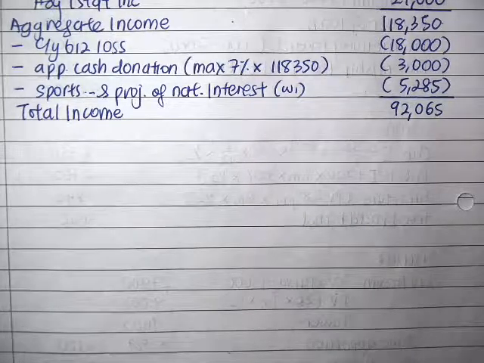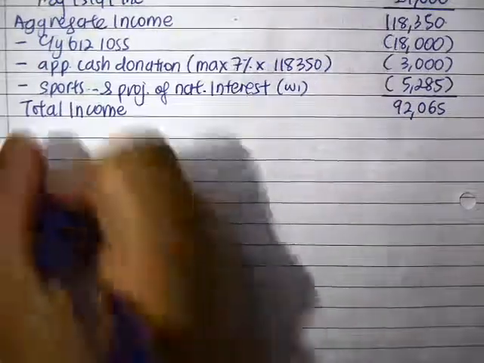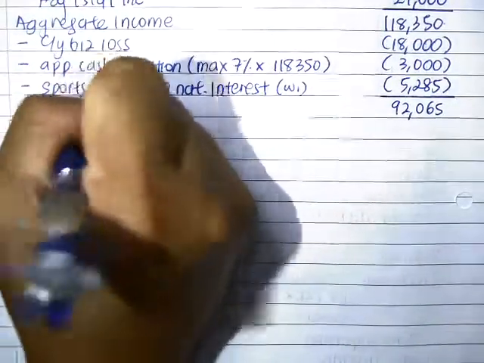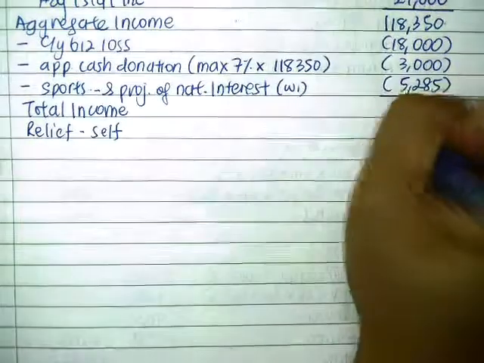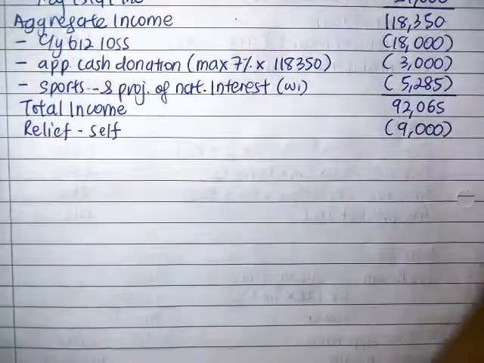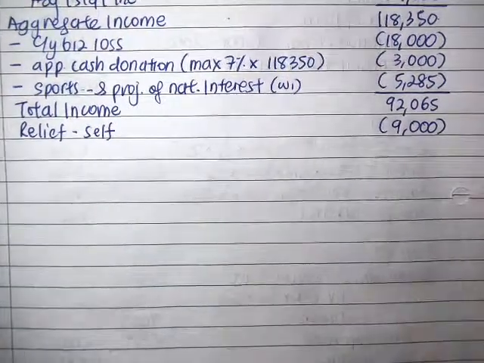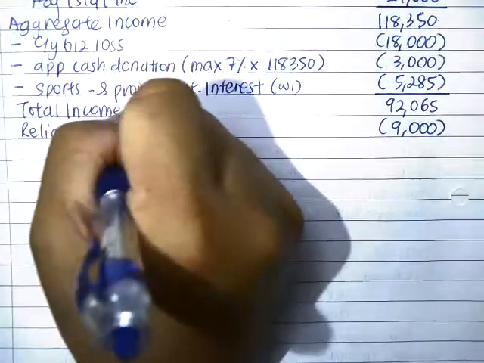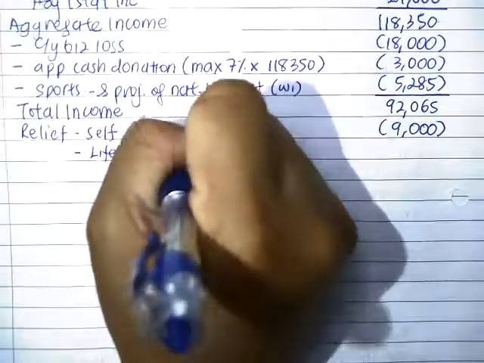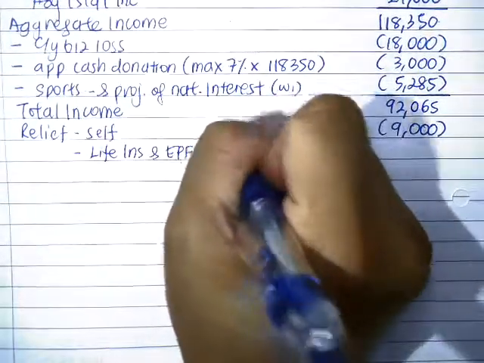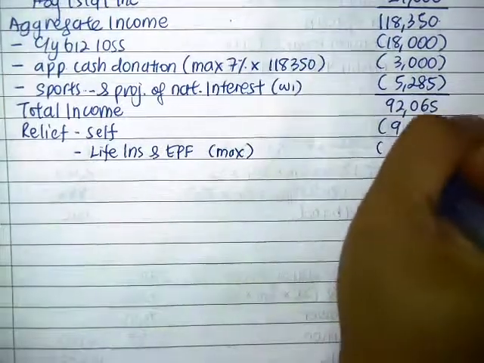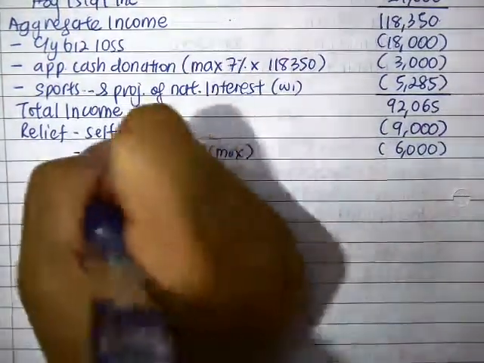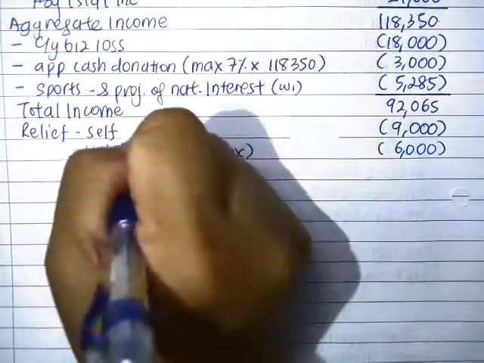So now we highlighted, that's why it's easier now. You just focus on those that you highlighted with blue. Then you know where's the relief. Okay? Now I will first get relief for my personal deduction. So 9,000 for that. Okay. My life insurance and EPF, we get the relief up to maximum 6,000. You exceeded, okay?